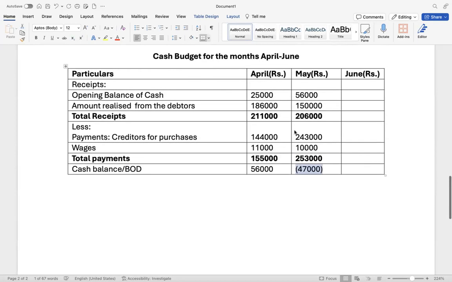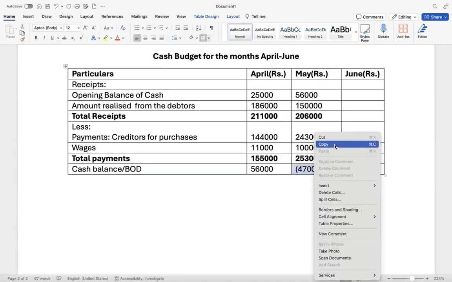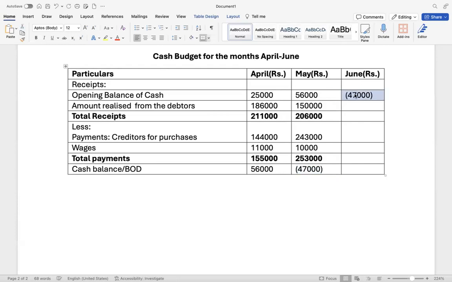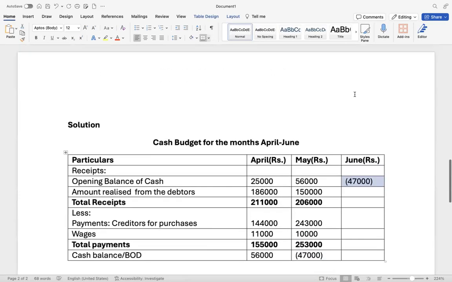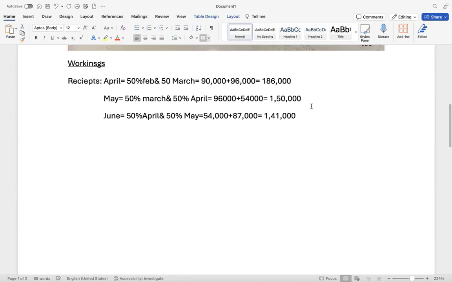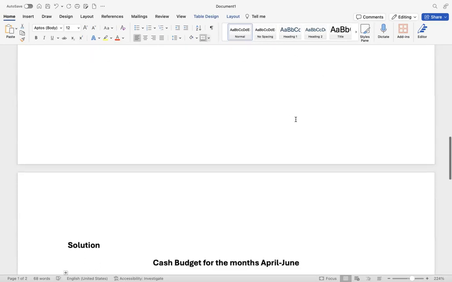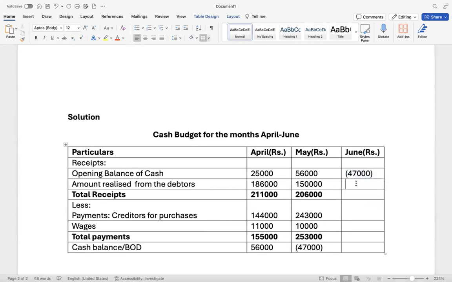Then whatever is closing for the month of May will become opening for the month of June. We'll take that. It's a negative balance, an overdraft. Then what is the realized amount for the month of June? 1,41,000. We'll take that here. So this is a negative balance and this is a positive balance, and the resulting figure is a positive 94,000. Less payments for creditors.